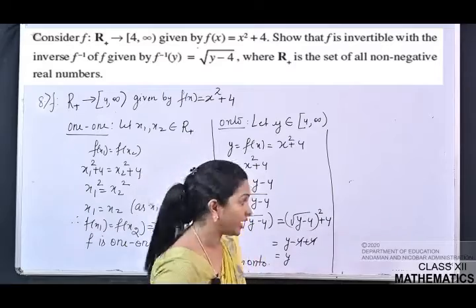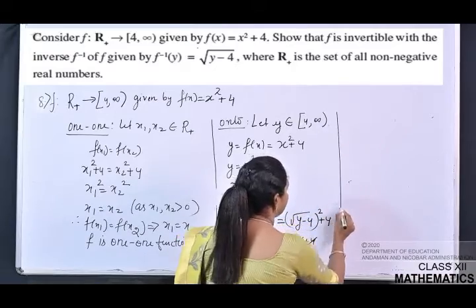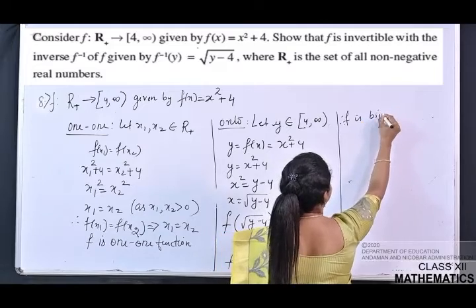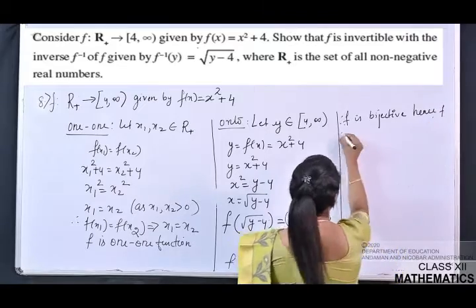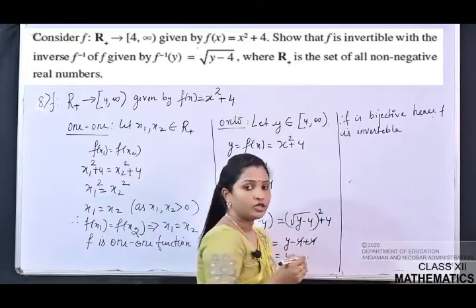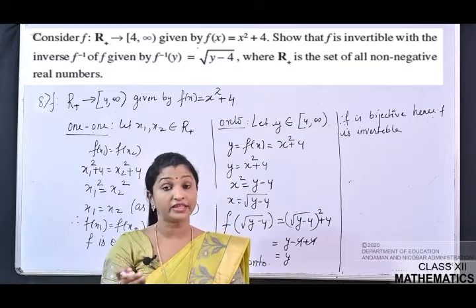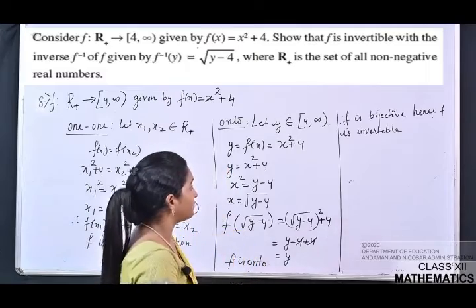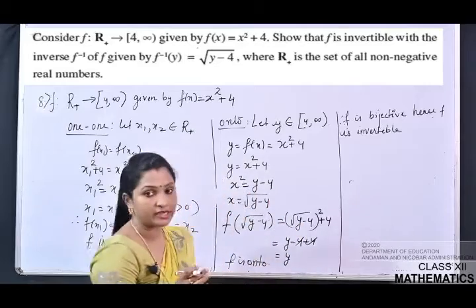That means you have proved the function f is both 1-to-1 and onto. Therefore f is bijective, hence invertible. Now how to find the inverse? Because in this question it is a show-that question: show that f is invertible with inverse of f given by f inverse of y is equal to root of y minus 4. Now you have already proved it is invertible. Now let's see whether you are getting f inverse to be root over y minus 4 or not.